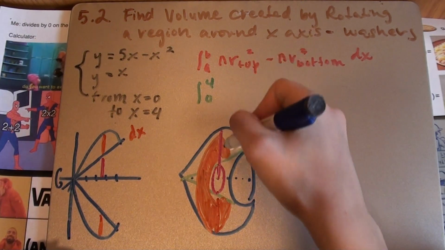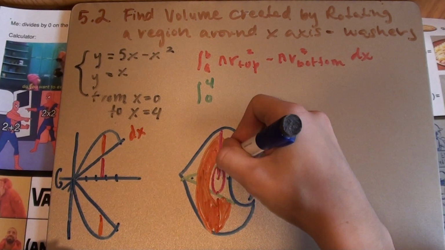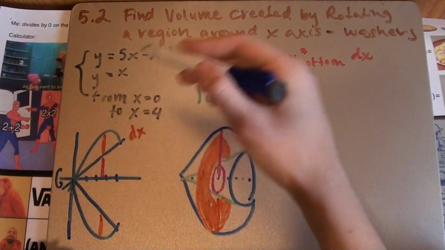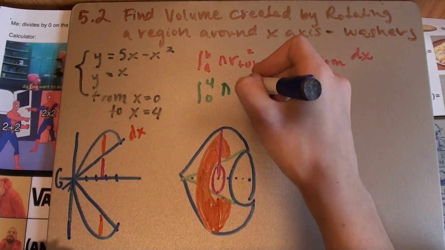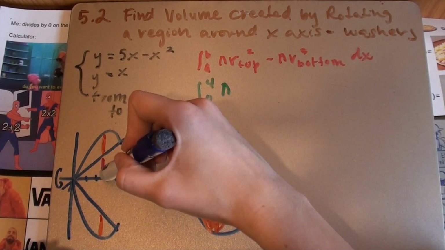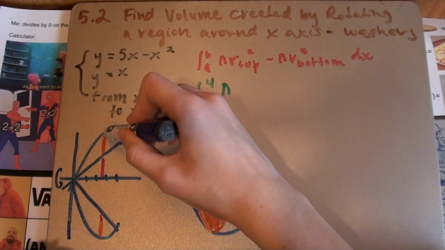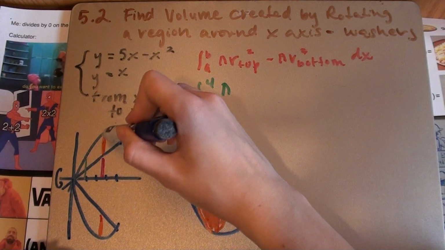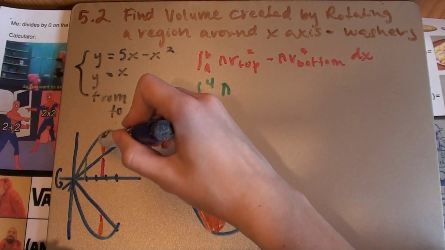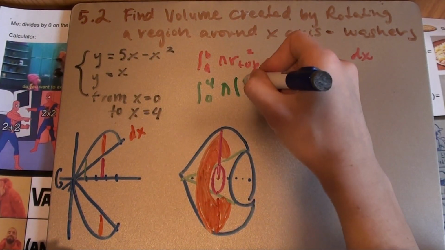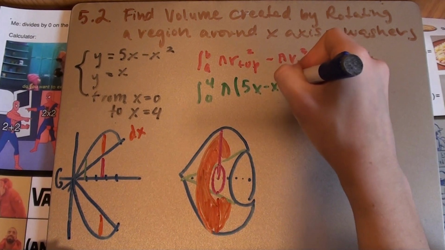Pi r squared, because this is the area of a circle, right? These are circles that we're creating when we rotate these rectangles around our axis. So pi, and our radius from the top is the larger radius, right? That's from our x-axis to our function at the top, because our function defines our radius. Our radius from here to here is different from our radius from here to here, because our function tells us when to stop. So we can plug in our function for our radius. That's 5x minus x squared.